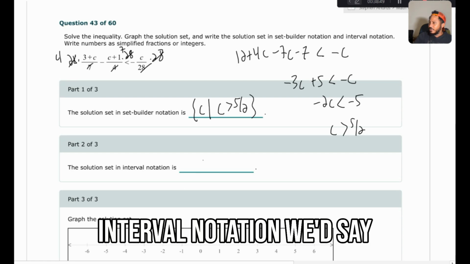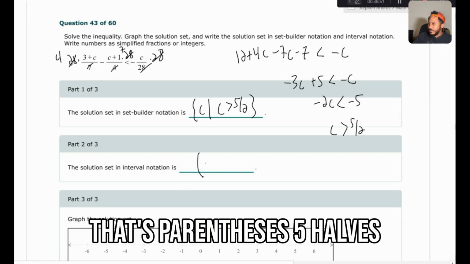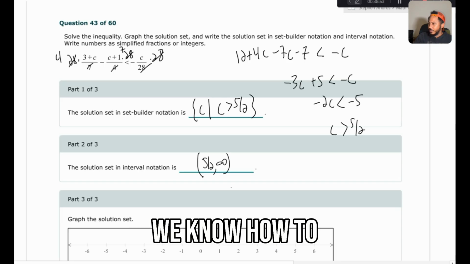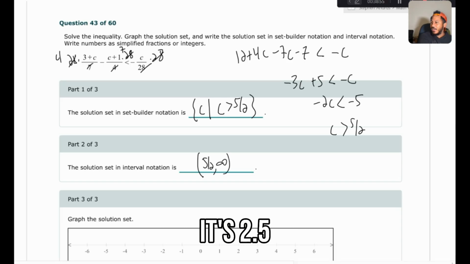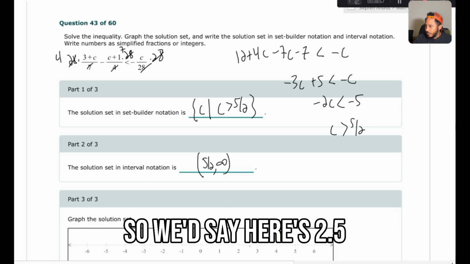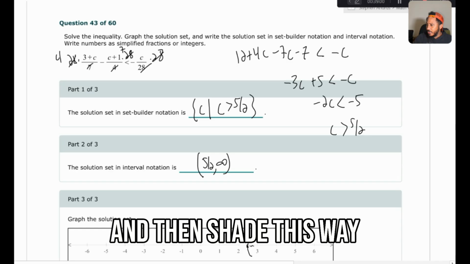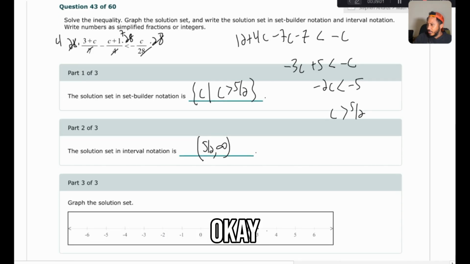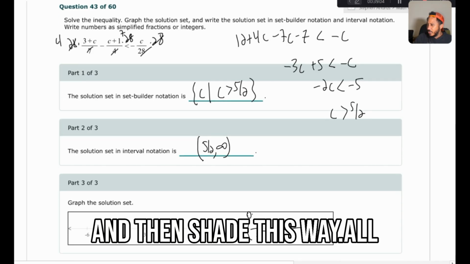Interval notation, we'd say, okay, that's parentheses 5/2 to infinity, and then we know how to graph it on the number line, right? It's 2.5. So we'd say here's 2.5, put a parenthesis on it, and then shade this way, okay? Or it may say open circle, and then shade this way.